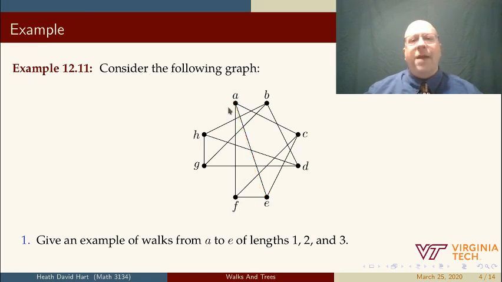A walk from A to E of length 2 starts at A, doesn't go directly to E, has to go to somewhere else, and then to E. For example, A to F, and then F to E. That would be a walk of length 2. There are other walks of length 2. I could go from A to C, and then from C down to E, for example. That would work also.